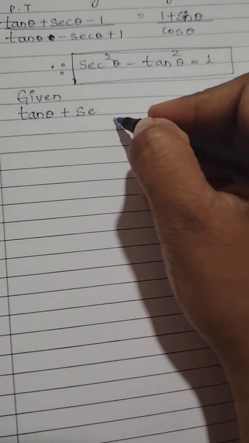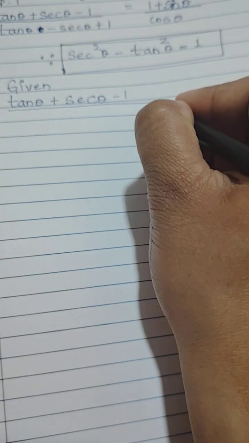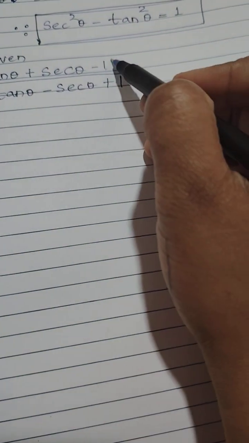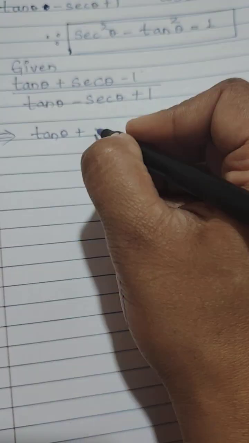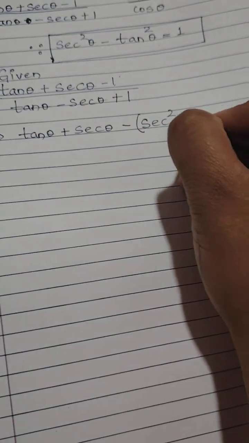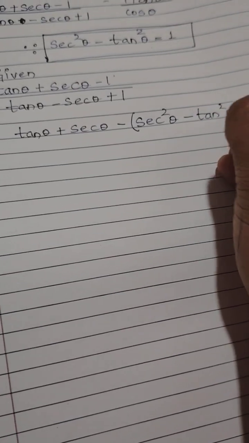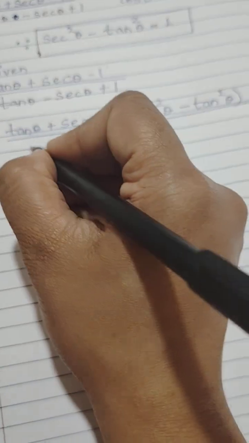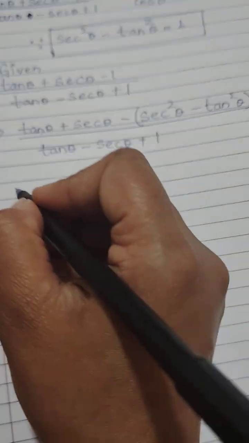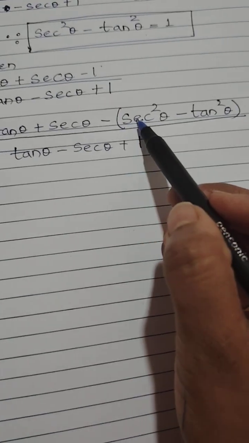Given: tan theta plus secant theta minus 1 divided by tan theta minus secant theta plus 1. In place of this 1, I'm going to substitute this identity. So how is it going to change? Let us see. Tan theta plus secant theta minus, in the brackets you're going to write secant square theta minus tan square theta. But the denominator I'm going to keep the same, which is nothing but tan theta minus secant theta plus 1.